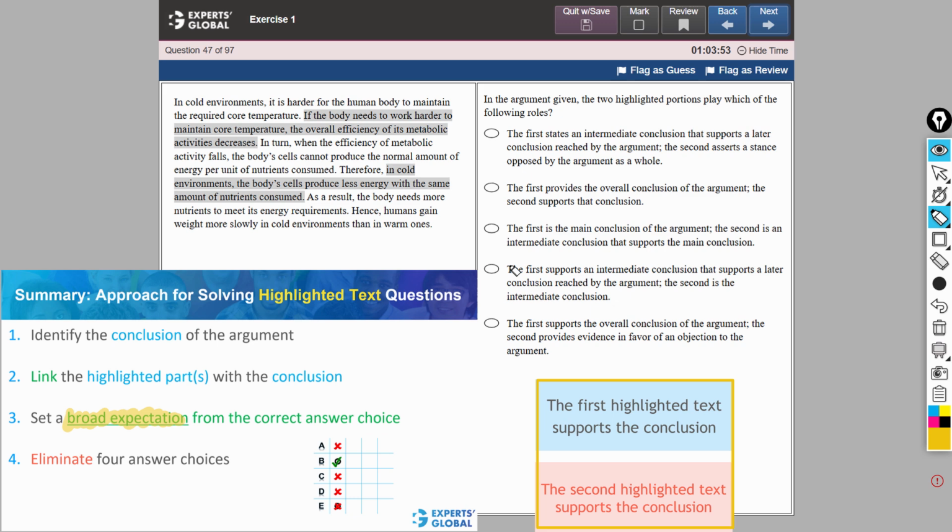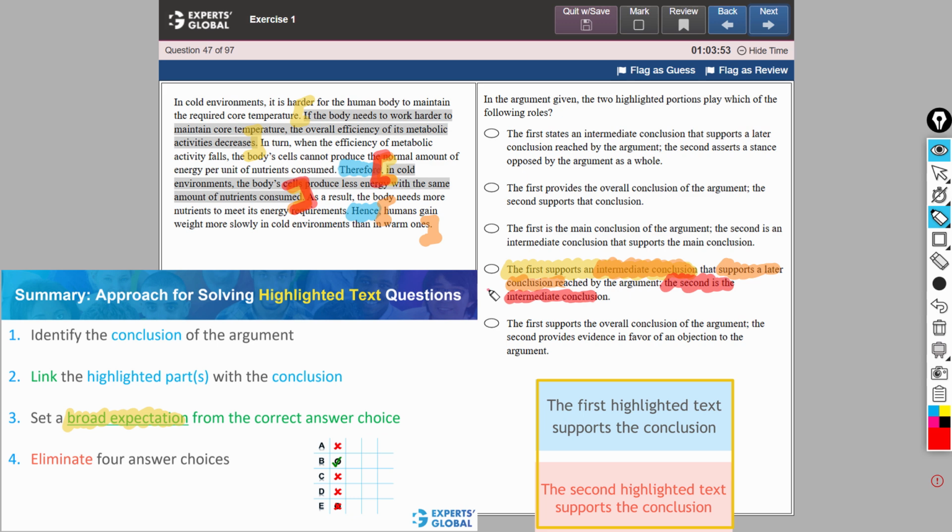Answer choice D says that first supports an intermediate conclusion. So yes, the first supports this intermediate conclusion. Please notice this argument can be said to have two conclusions, one here and one here. And yes, the intermediate conclusion supports a later conclusion. So yes, this intermediate conclusion supports this later conclusion. And yes, the second highlighted text is the intermediate conclusion that we are talking about.